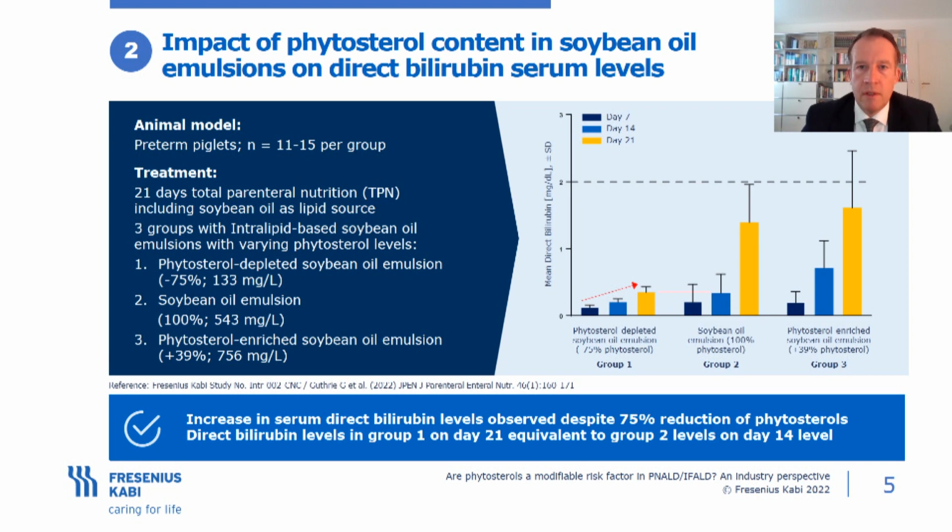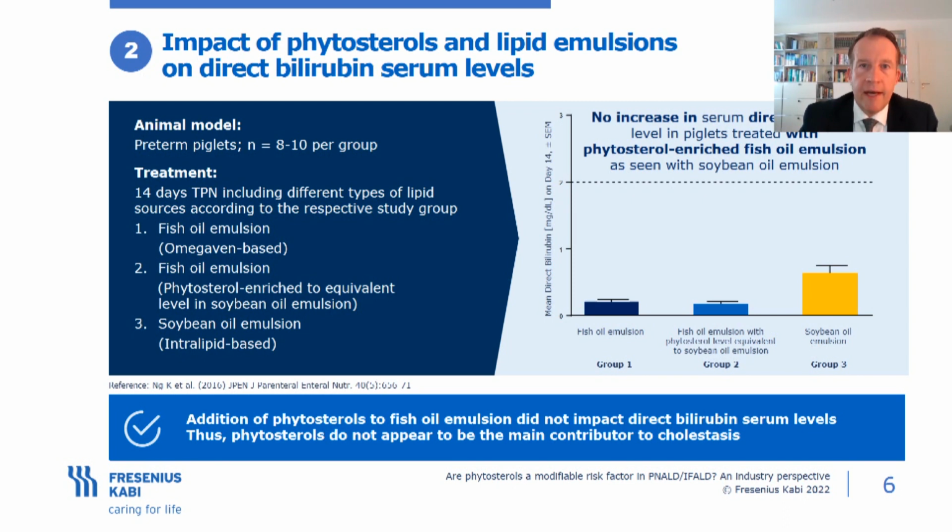The figure on the right side shows a phytosterol dose and time-dependent increase in direct bilirubin serum concentrations in all groups. Interestingly, the direct bilirubin levels in group 1 on day 21 were comparable to the concentrations of group 2 on day 14. As shown earlier, phytosterols are not the only factor influencing the development of PNALD. In this context, it is important that the phytosterol effect may be counteracted by changing the oil type of the lipid emulsion. In this study, direct bilirubin serum levels were followed for 14 days in preterm piglets fed with total parenteral nutrition that contained either fish or soybean oil-based lipid emulsions.